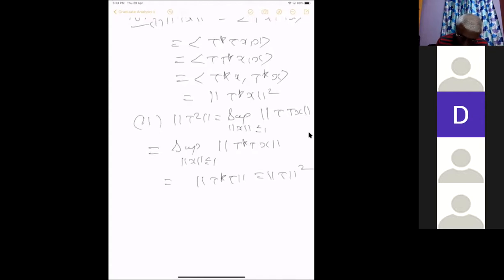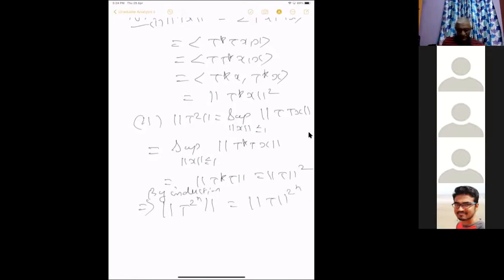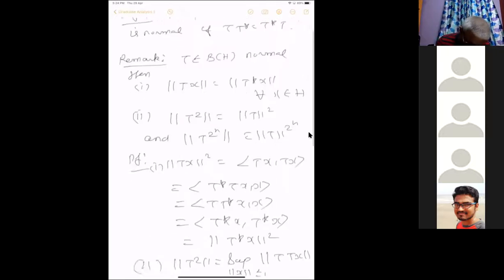So this is true. But then this implies, by induction, that norm of T to the power 2^n equals norm T to the power 2^n. Okay. So this is true only for normal operators. Okay.